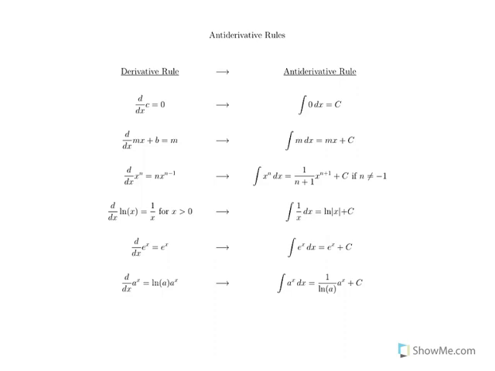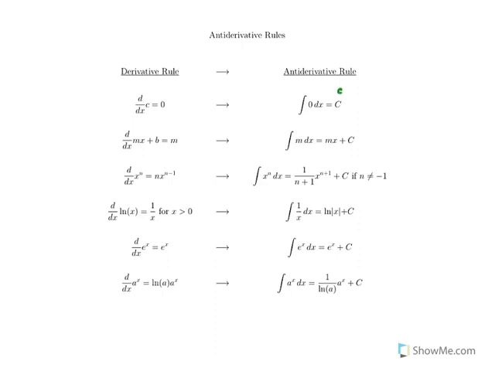At this point, you should be experts at the derivative rules. You should know all of those by heart, or at least getting very close to that point. So if you know the derivative rule, you should be able to create the antiderivative rule. So let's run through a few of these. We know that the derivative of a constant is 0. So if I take the antiderivative of 0, I should get a constant.